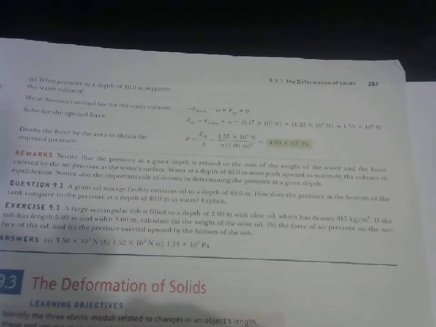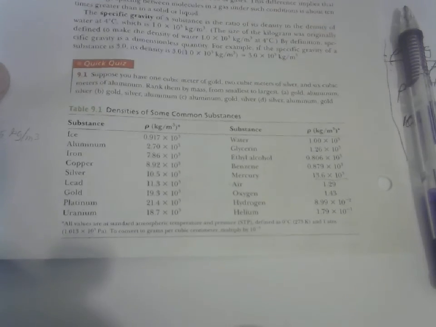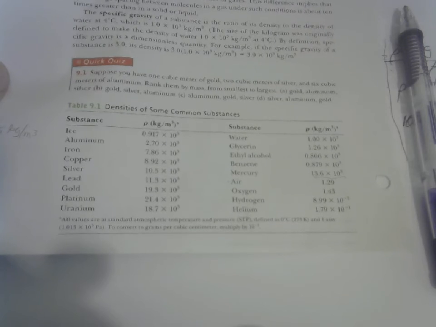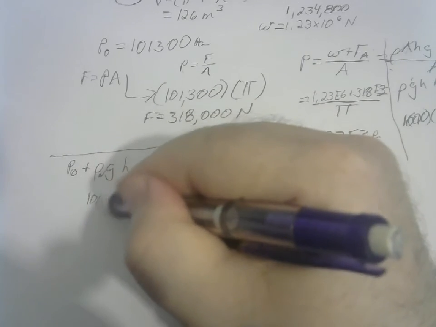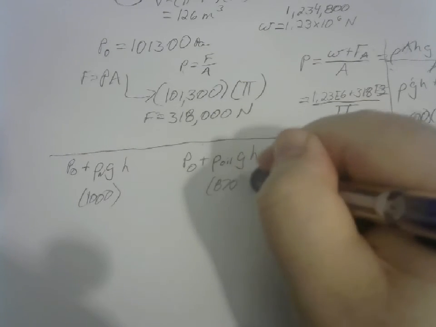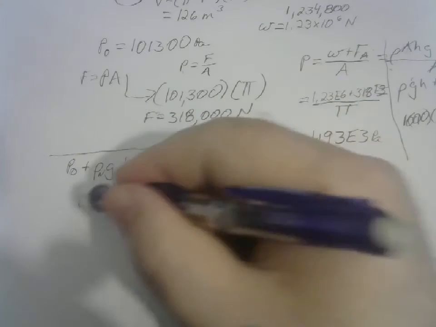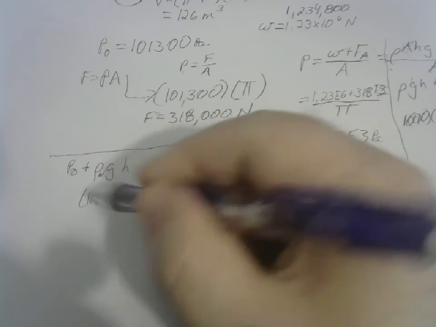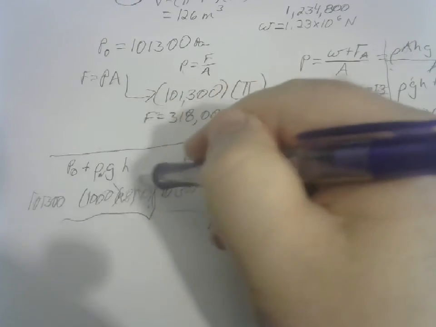Question 9.1 says a giant oil storage facility contains oil to a depth of 40 meters. How does the pressure at the bottom of the tank compare to the pressure at a depth of 40 meters in water? Well, looking at table 9.1, it doesn't look like they give the density for oil, unless I missed something. So I Googled that, and it says the density of crude oil is 870 kilograms per meter cubed, which is considerably less than that of water. So plug in 1,000 for the density of water, plug in 870 for the density of oil, g and 40 and 101,300, and you can see 9.8 times 40. You can see that this will come out less, and 101,300. This will come out more.